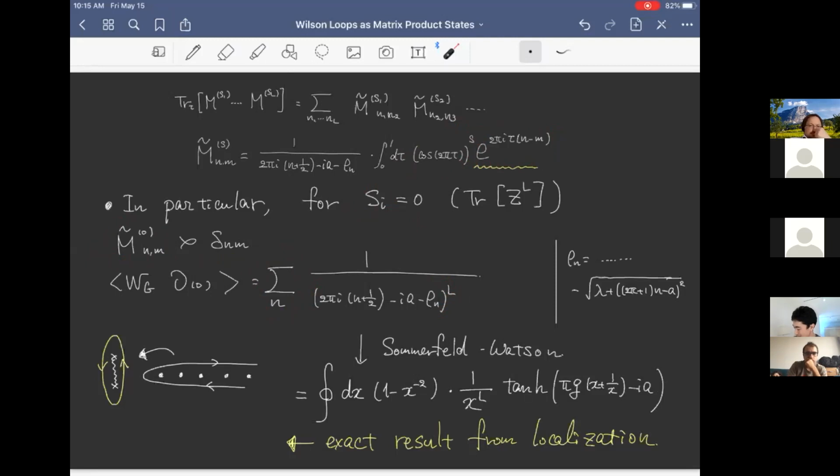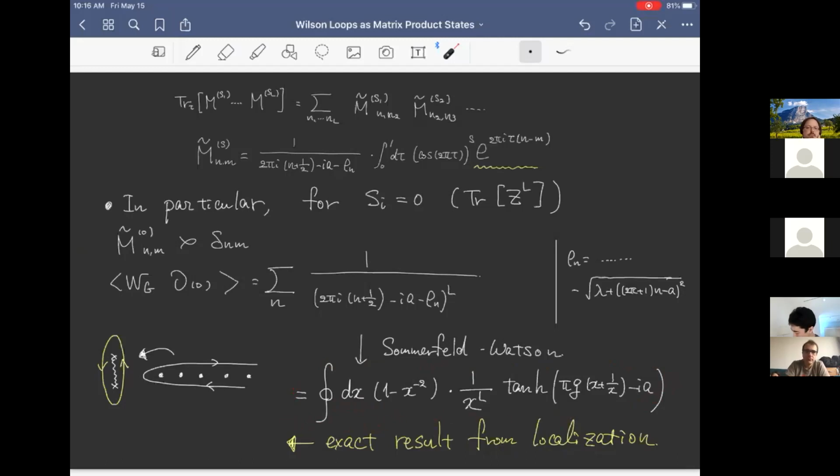And this infinite sum can be further converted into an integral using the usual Sommerfeld-Watson trick. So the idea is to consider some function, which is this function, which is poised at these integer points, and then rewrite this infinite sum into an integral and deform the contour and encircle some branch cuts in the integrand. And importantly, because rho n contains some square roots, there is actually a branch cut here. And after appropriate transformation of the variables, it boils down to this expression.